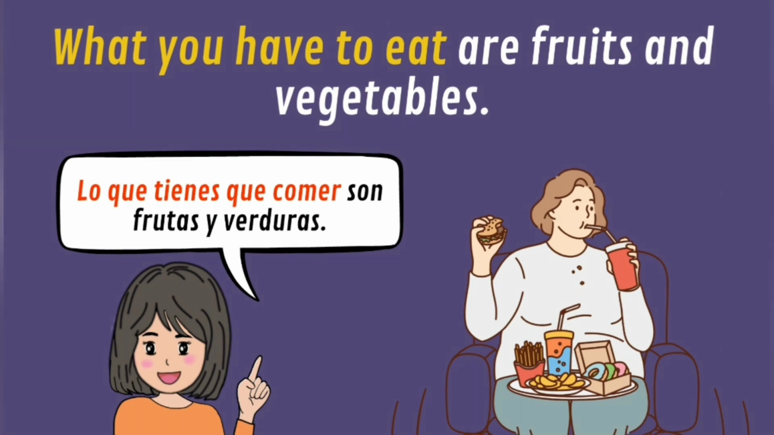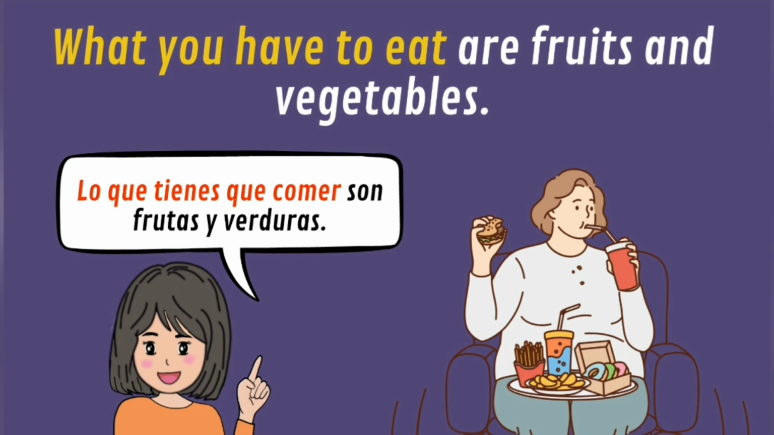And now we have this sentence, okay, so you can understand this better. What you have to eat are fruits and vegetables, okay? This lady is like eating a lot of junky food. So this other lady is saying, please stop doing that because what you have to eat are fruits and vegetables, okay? So she's showing her opinion about the way the lady's eating, okay?